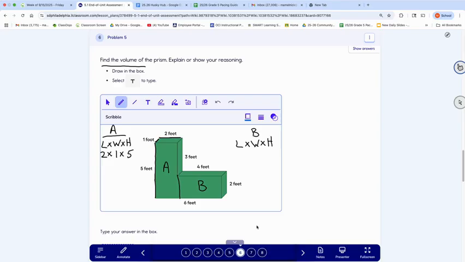When looking at prism B, the measurements for some of the dimensions might not be as obvious. For example, at the bottom of the figure, you see a label for the length. But because we're looking for the length for only prism B, we can't use this measurement. Instead, we need to use the measurement labeled on the top horizontal line as the length for B. And the height is 2 feet.